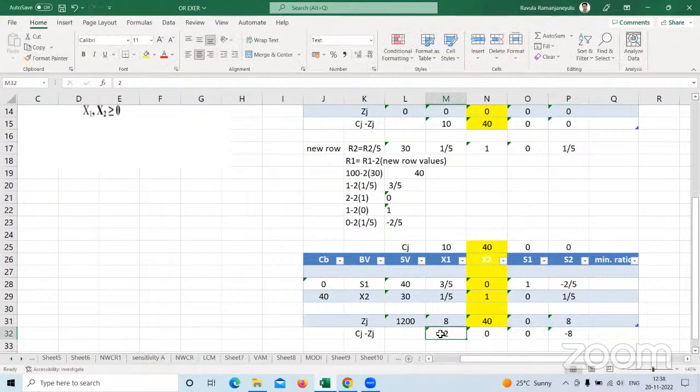So among this total row, that is Cj minus Zj, we need the maximum positive value. If you get all zeros or negative, then we can say we reached our optimal solution. Till that we need to go on. So here we have one positive value, which is the highest among all other values. So this column is considered as the key column.